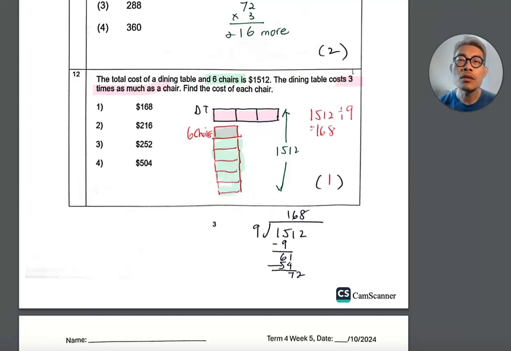And altogether, all these things cost 1,512. So I can count here, right? How many equal parts do I see? 1, 2, 3, 4, 5, 6, 7, 8, 9. So all these 9 equal parts here are equivalent to 1,512. I divide by 9 and get 168. And that is the cost of each chair. Each chair means 1 chair. Now the working is shown below, how you do your division.